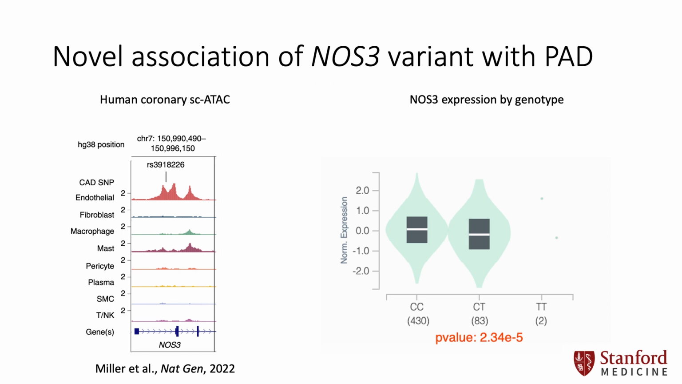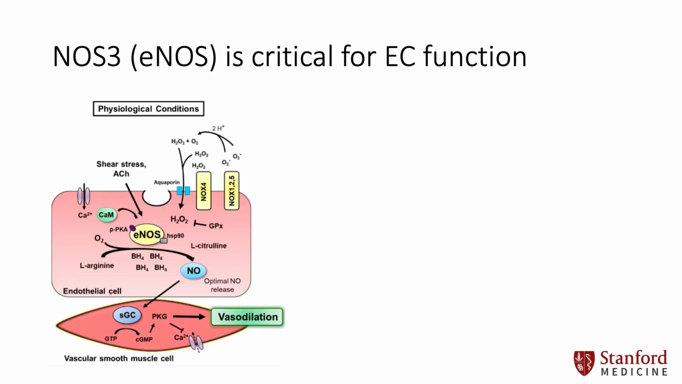And this variant also lies in an area of chromatin that's accessible only in endothelial cells. In other words, it's a cis regulatory element that's endothelial cell specific. We know this from publicly available single cell ATAC sequencing data. And we also know that the risk allele, the T allele, is associated with reduced expression of NOS3 in aortic tissue and tibial tissue. So what is NOS3?